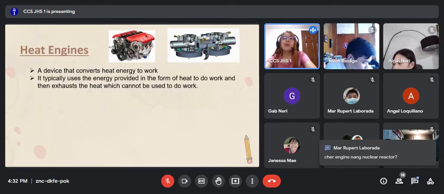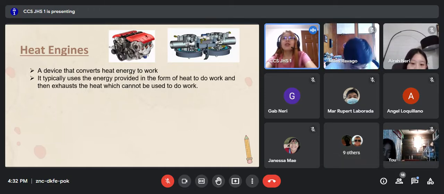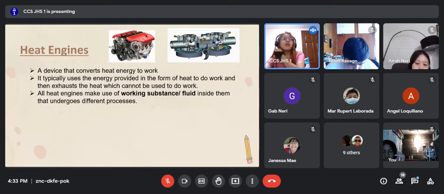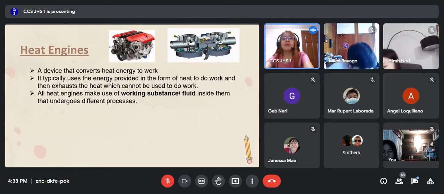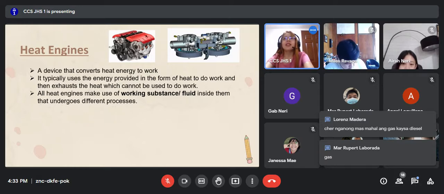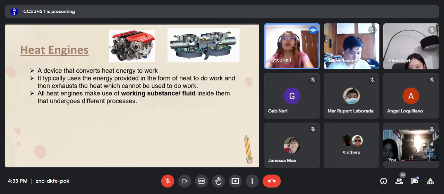It typically uses the energy provided in the form of heat to do work and then exhausts the heat which cannot be used to do work. So that exhaust is the smoke coming out from automobiles. It can no longer be used, so it is released. All heat engines make use of a working substance or fluid inside them that undergoes different processes. For example, in cars, what is the working fluid? Fuel, correct. For example, diesel, gasoline. Those are the working substance or fluid.